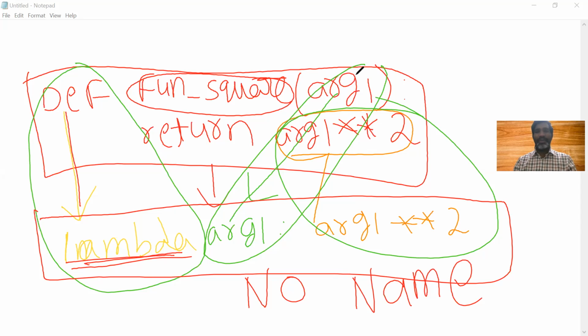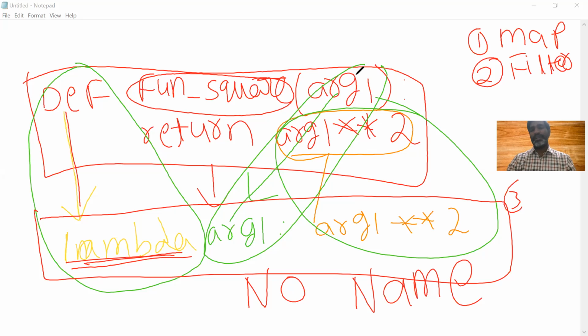Now, these lambda functions are available in three types. One is called map lambda function. Second is called filter lambda function. Third is called reduce lambda function. So these are the three lambda functions we have. We'll try to concentrate on map lambda function first.